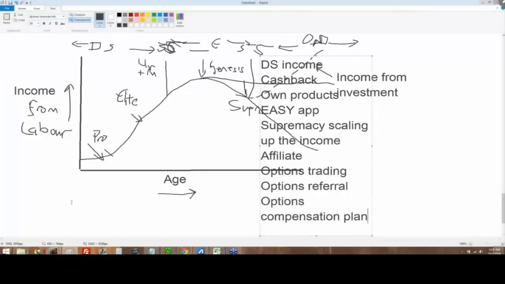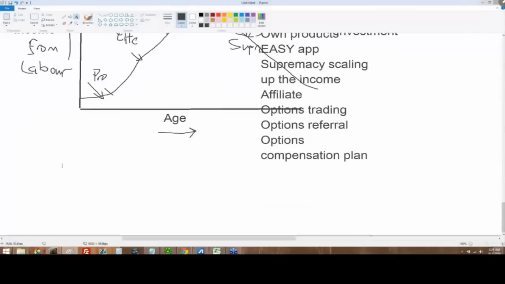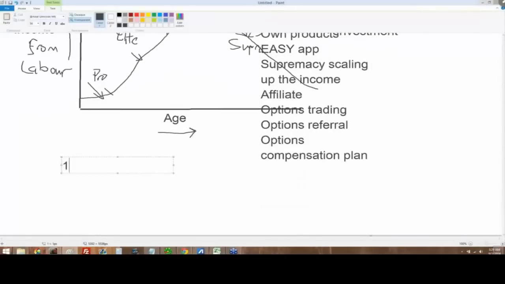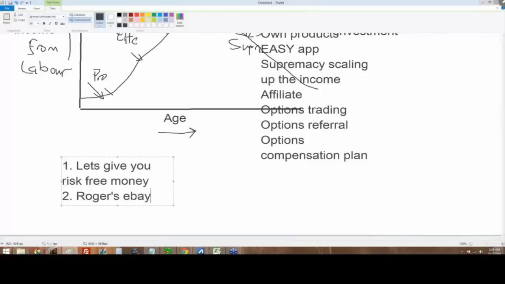So what we decided to do was try to fix that by making a 3-step system. Step 1 was, let's give you risk-free money. Then step 2 was Roger's eBay training. At that time, we didn't have any of the software to go with it, so we did have some discrepancies at the time, but it was great. I mean, nobody else had anything as good as that anyway. So then we had Roger's eBay training.